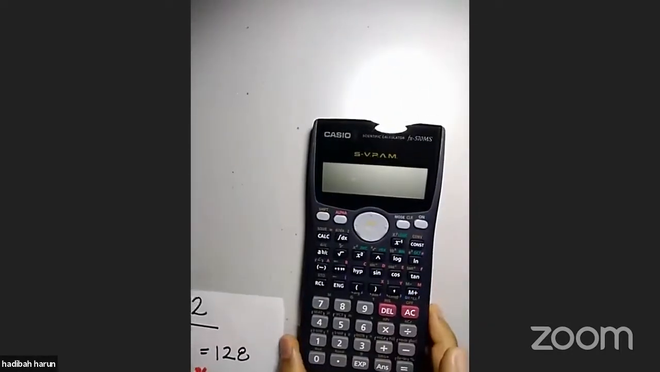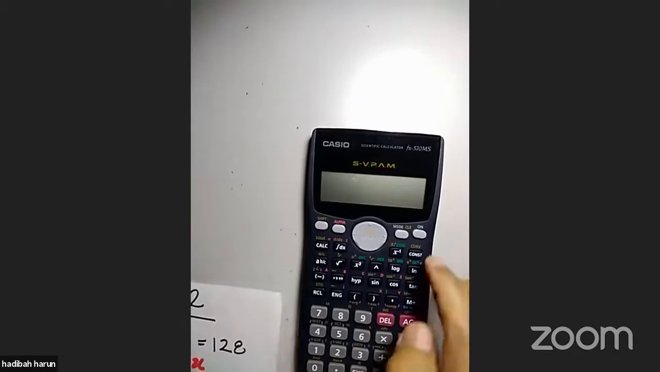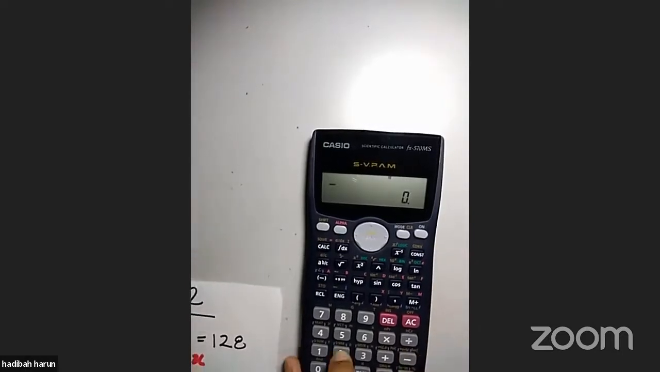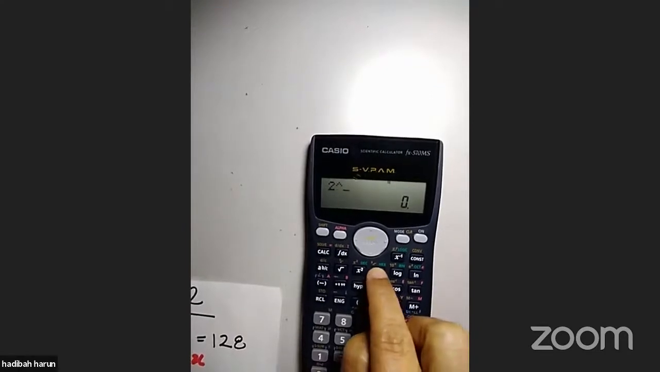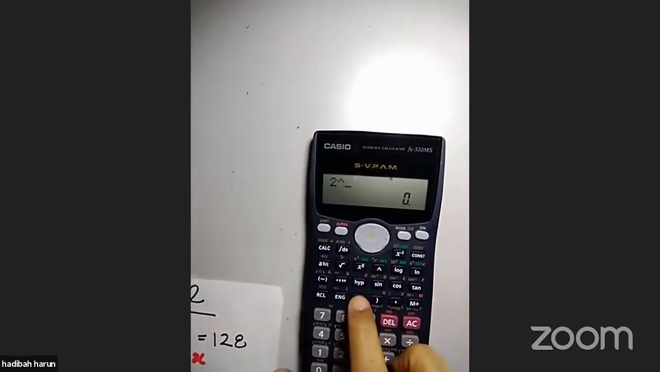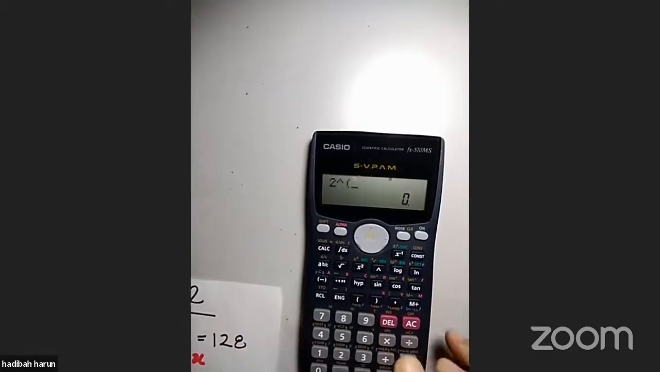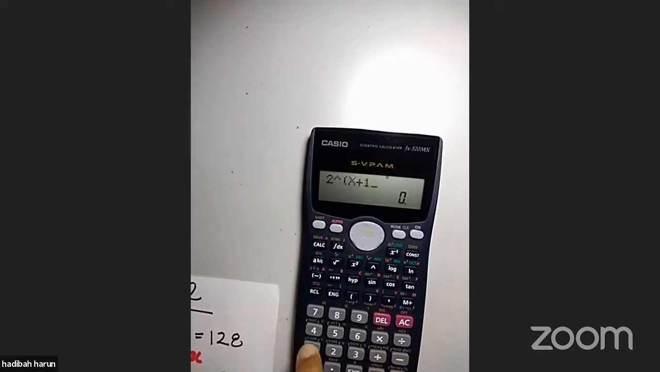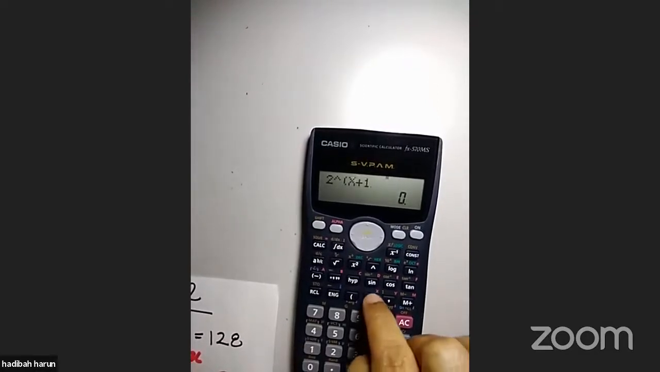For the second calculator, I clear all before I set. Okay, 2 to the power of, bracket. Why bracket? Because there are two terms. Bracket, x plus 1. Your x is, remember, your alpha. Close bracket, plus 1, close bracket, plus 24.